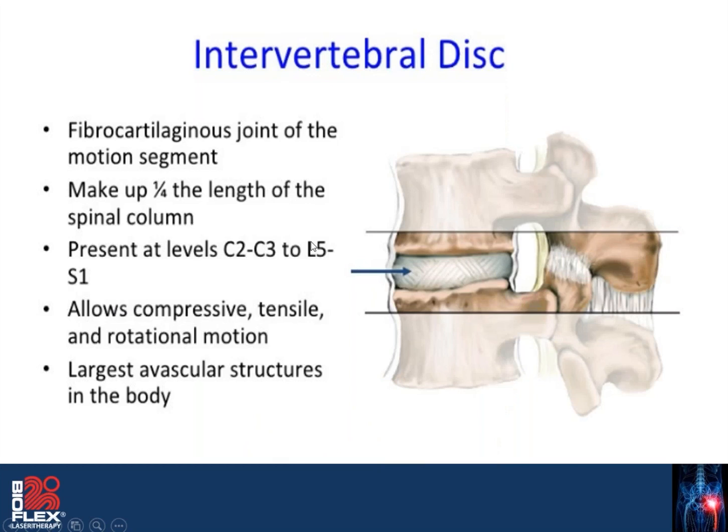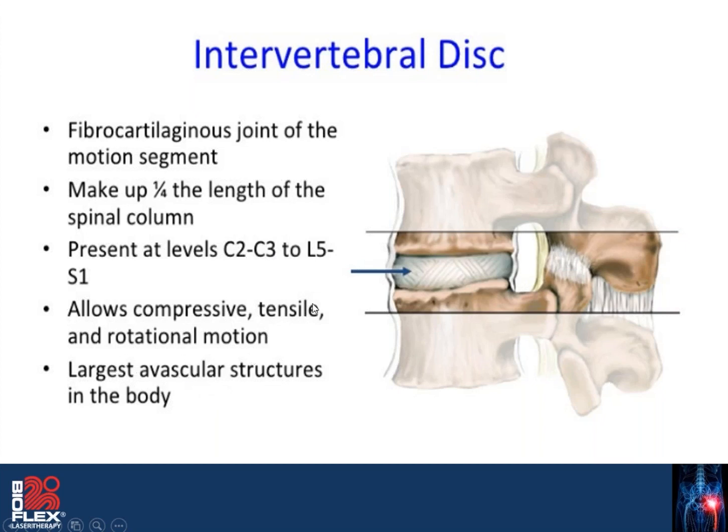Intervertebral disc, which is pretty much one of the most common causes of sciatica. The anatomy, of course, it's a fibrocartilaginous joint. It takes up about 1/4 of the length of the entire spinal column. That's why we shrink as we age, because the actual integrity and the thickness of the disc will reduce as we age as well. And of course, it allows for compressive, tensile, and rotational motion. Not very much, but when you add them all up, of course, it's substantial.